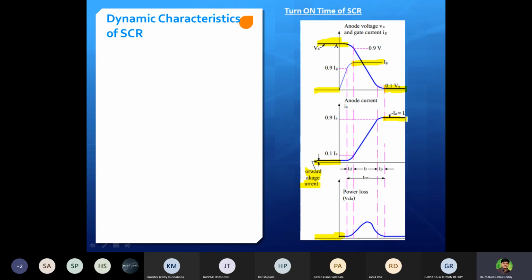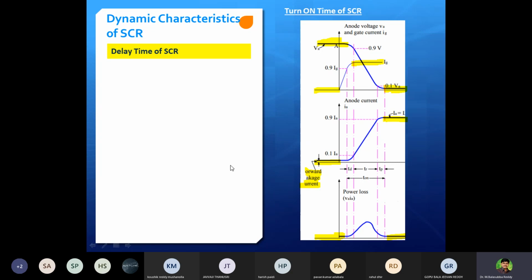And what about anode current? Once it is completely on, anode current is the same as the load current. And what about the loss? Once the device is completely on, voltage is very small, and even though current is there, the loss will be very small because of the product of voltage and current. So that is the completely on process, and this side is the completely off process. Now, from off state to on state, in between what will happen? We'll see that. That is only the dynamic characteristics of an SCR from off state to on state.